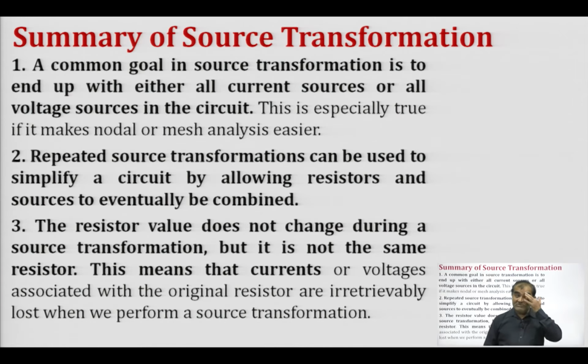Then quickly we go through the summary of source transformation. A common goal in source transformation is to end up with either all current sources or all voltage sources in the circuit. It means that if we are given any network which contains both current sources as well as voltage sources, then our objective is to either convert all the current sources into voltage sources or all the voltage sources into current sources, but we have to be very sure that we look into the steps which lead us to reduced analysis. So, this is especially true if it makes nodal or mesh analysis easier.